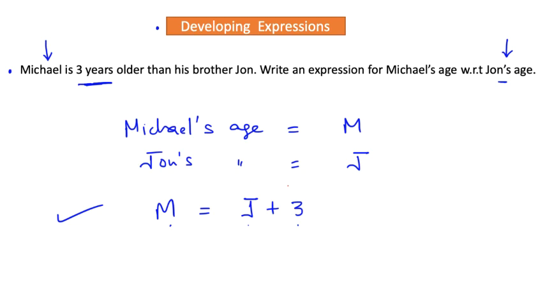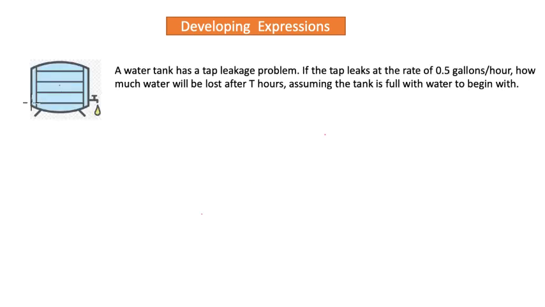Let us take a look at a slightly more complicated one. Alright, so in my second scenario, we have a water tank, and this water tank has a leakage problem. If the tap leaks at the rate of 0.5 gallons per hour, the question is how much water will be lost after T hours, assuming the tank is full with water to begin with. Okay, so what are we supposed to find? We are supposed to find the water loss after T hours, right?